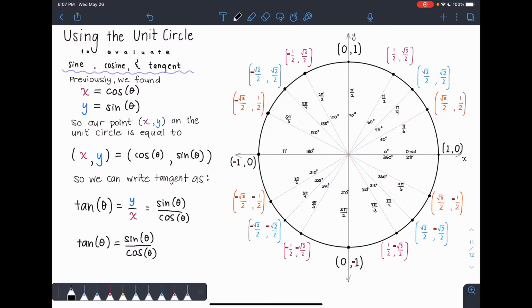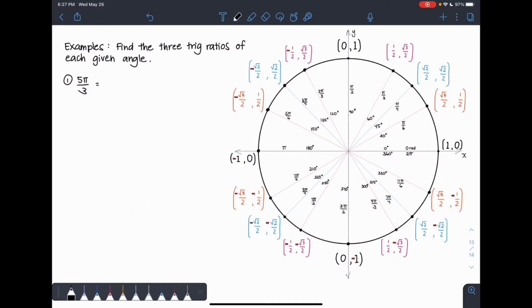Let's take a look at how we use the unit circle to evaluate sine, cosine, and tangent of these points. Hi y'all! So for these examples, we're actually going to find all three trig ratios, sine, cosine, and tangent, of each given angle. So the first angle we have here is 5 pi over 3. Just as a quick reminder, whenever we see something like sine of theta, cosine of theta, tangent of theta, theta is represented by that angle. So in this case, 5 pi over 3 equals theta.